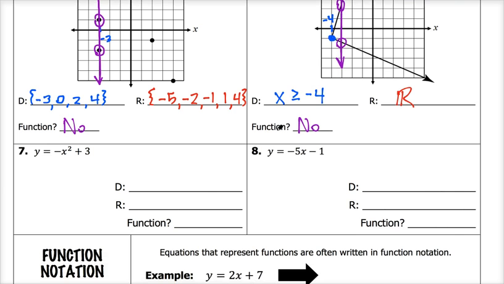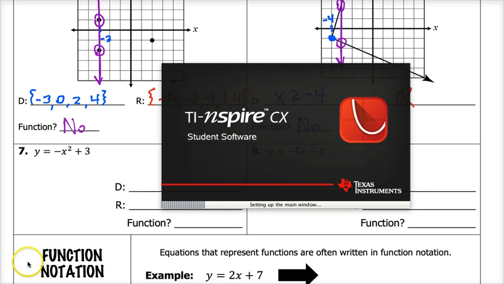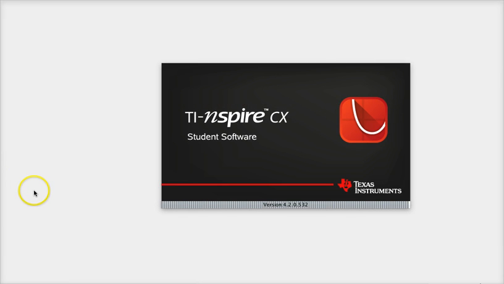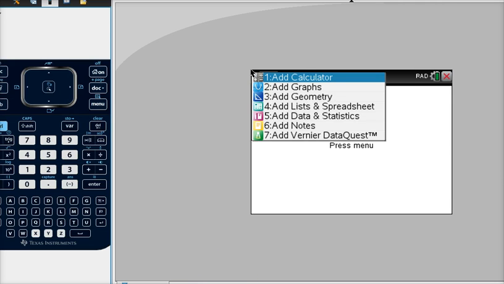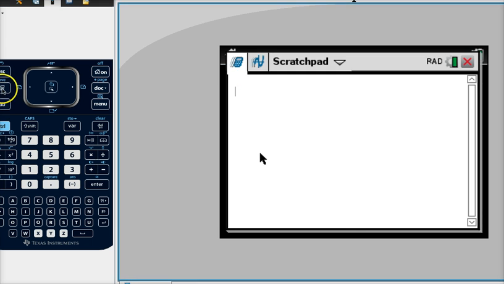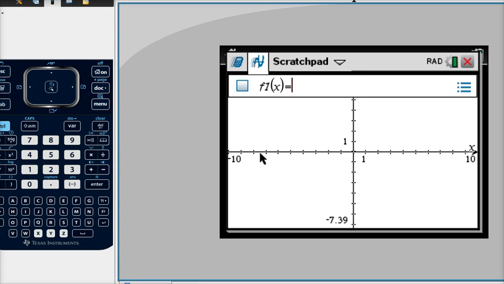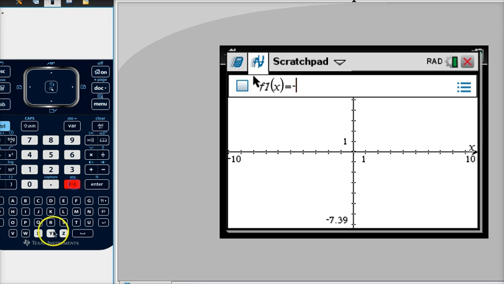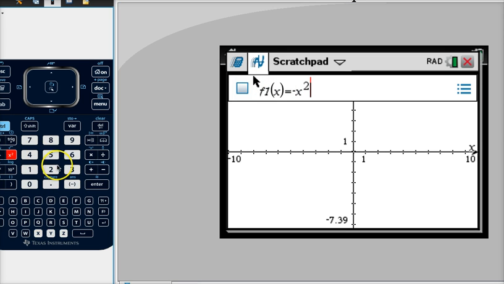For number 7 and 8, I've given you equations and asked you to determine the domain, the range, and the function. For these, you actually want to get your graphing calculator out and graph these on your calculator if I give you the equation. So for number 7, I've given you the equation y equals -x squared plus 3. So we'll go to our graphing calculator and we'll graph -x squared plus 3.